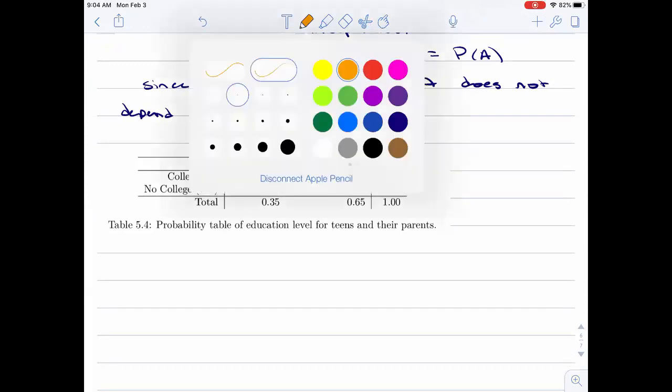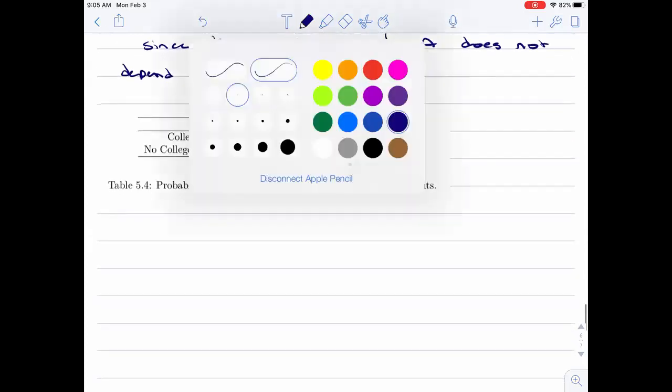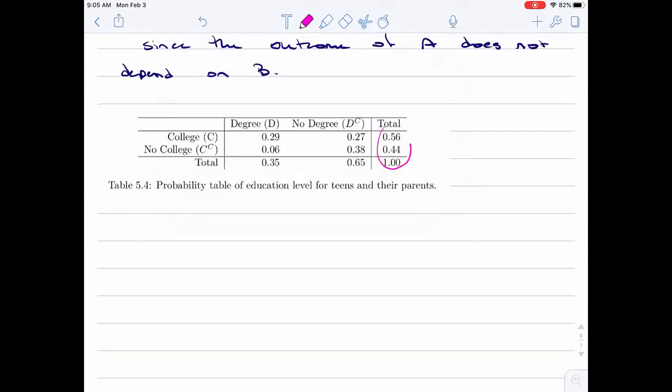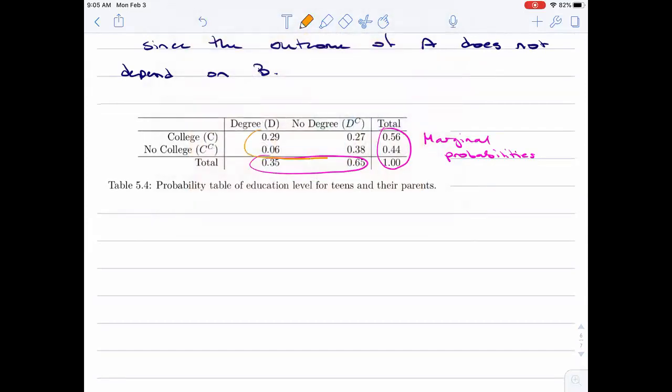So we've converted all these counts to probabilities, and you can just double check to make sure that all those totals work out. Everything's hunky-dory here. Now these are all probabilities. And so again, now these are marginal probabilities. And these guys are joint probabilities.